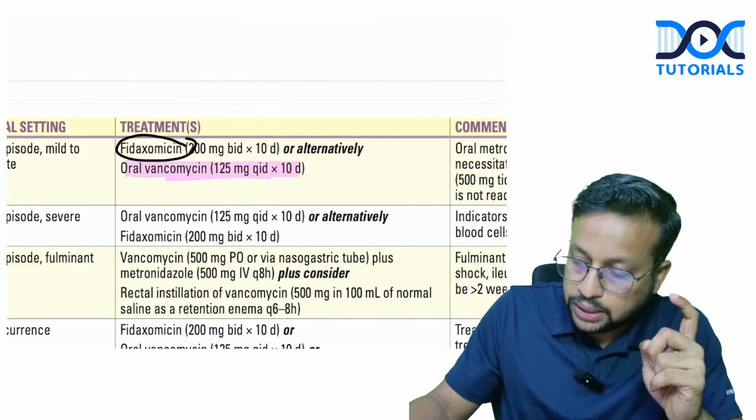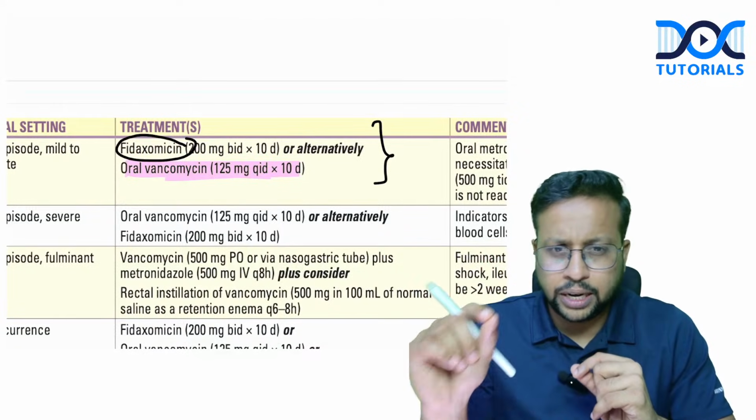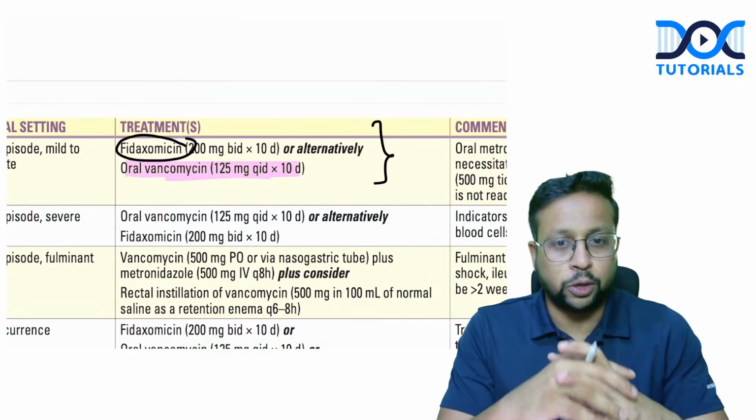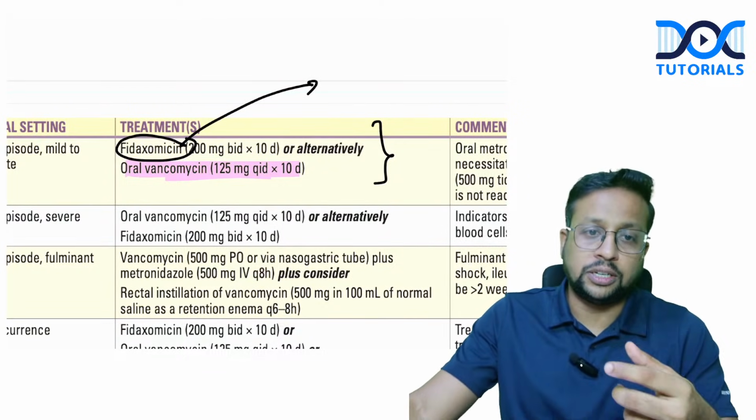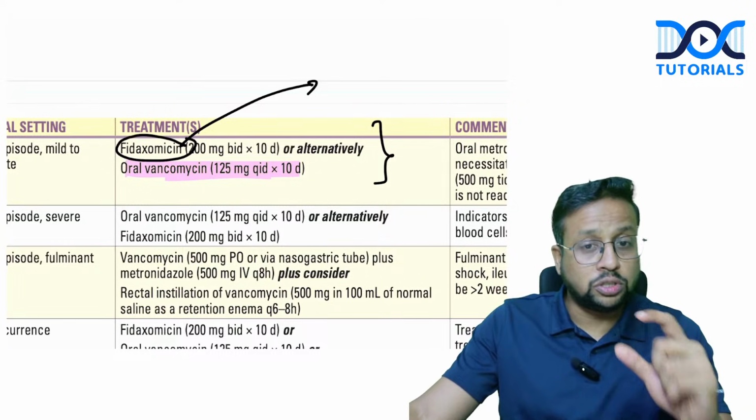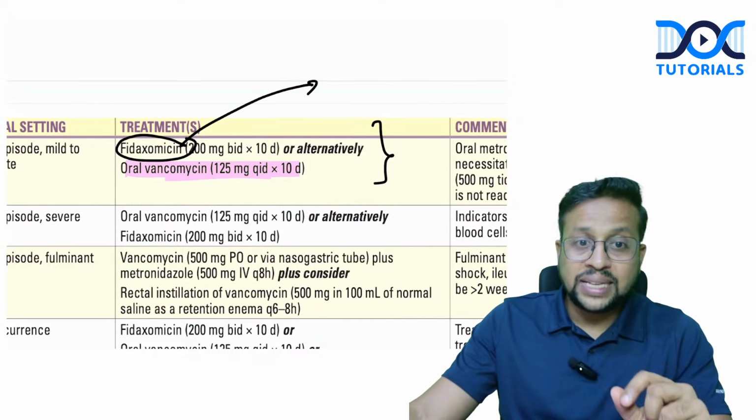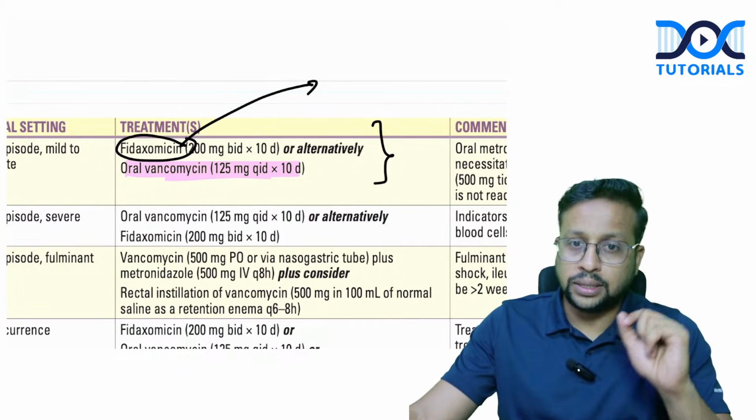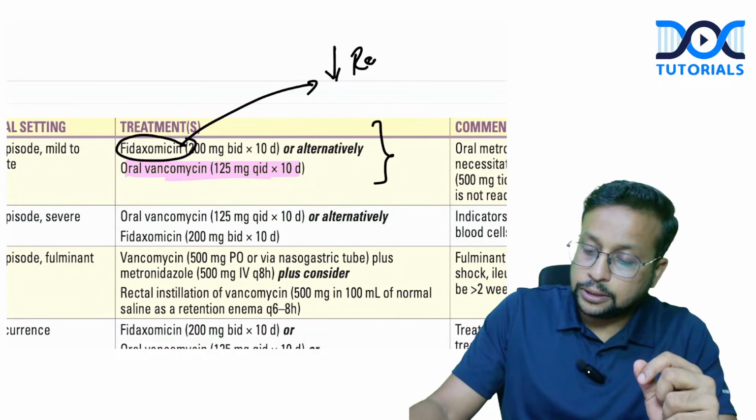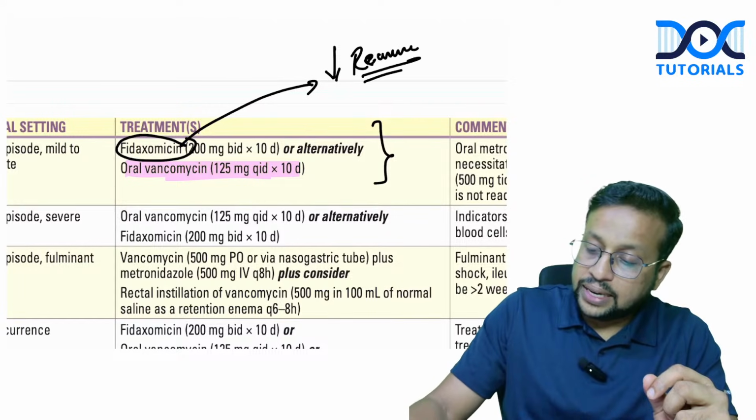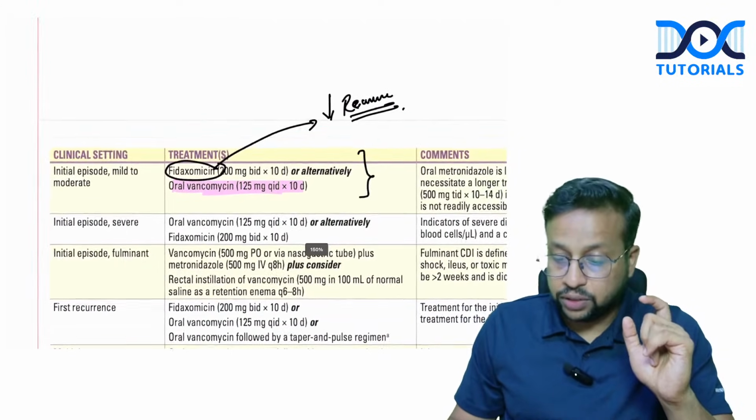Why is fidaxomicin preferred? Now, fidaxomicin is not an antibiotic available in India. This is just from an MCQ point of view. Now, fidaxomicin is almost equally efficacious as oral vancomycin for the treatment of C. diff. Why is it preferred as the initial choice by the US guidelines? It's because it's associated with less recurrence. So the recurrence rate is less with fidaxomicin.